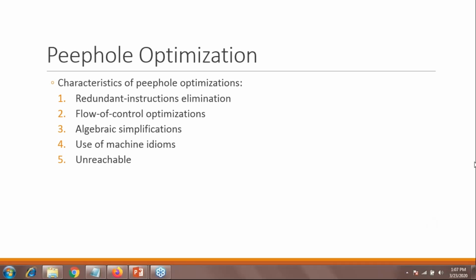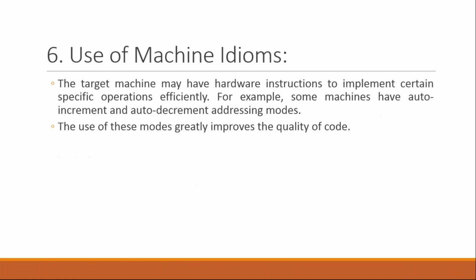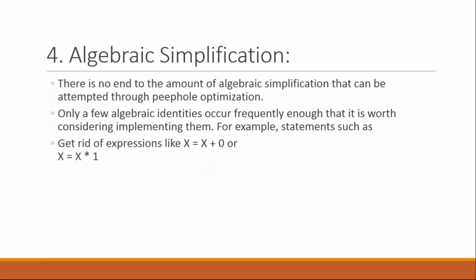Explain number 4, please. Use of machine items. Yes, 6. I'll come to this. I know up till 5. Is there any doubt? We will keep the machine items remaining.